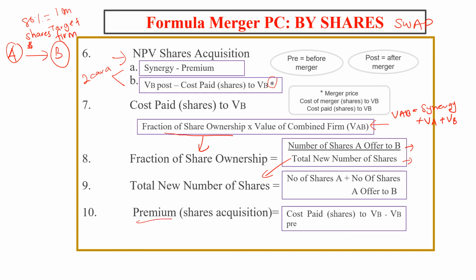And then the premium. How do we calculate the premium? On 6A, this one, for premium we take the cost paid shares to B. Remember earlier, anything related to cash, but now because it is share, all the formulas relate to the share price. So cost paid shares to VB minus VB pre. Pre is before merger. So this is the formula you have to know. It is better if you write out all the formulas, so when you do tutorials, or have a test or your final exam, it is easy for you to just study your short notes.